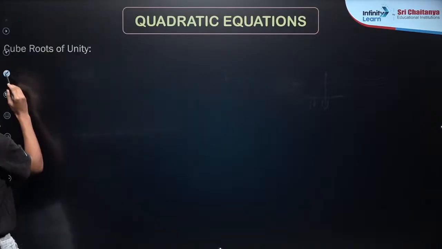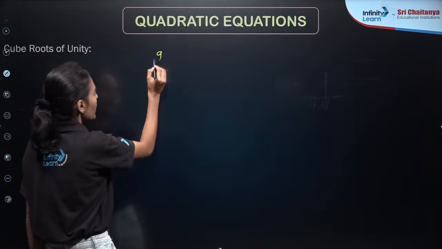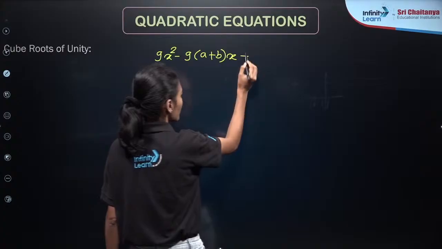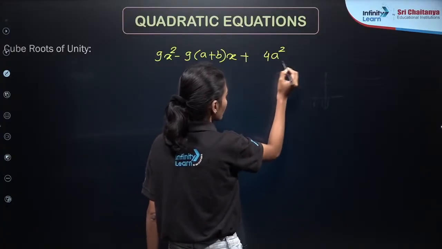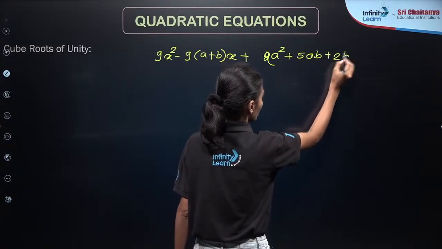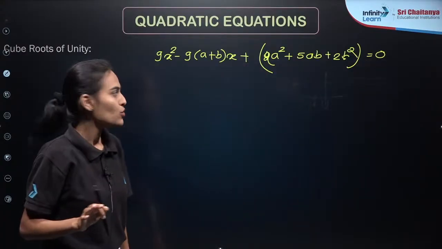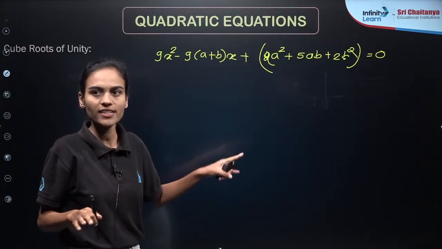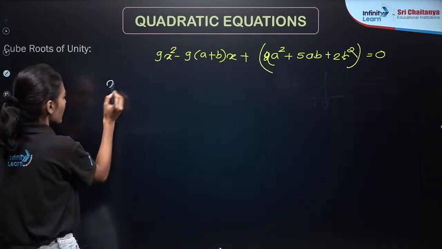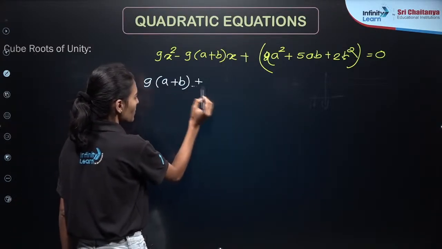So let us solve Durgeshwar's question. Durgeshwar gave here, see, suppose if you have 9x square minus 9 into a plus b times x plus 2a square plus 5ab plus 2b square as 0, then what are the solutions? So whenever you are not able to find the roots directly, always go for applying your formula. That is the easiest way to simplify. So here you will get x as 9 into a plus b plus or minus in the root.